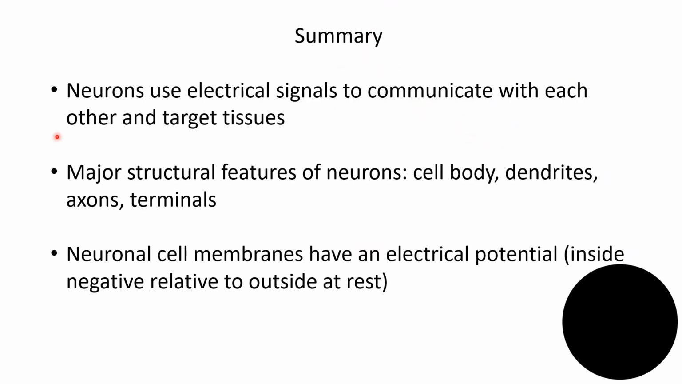So just to summarize, neurons use electrical signals to communicate with each other and other target tissues. The major structural features of neurons that we discussed are the cell body, dendrites, axons, and axon terminals. And the neuronal cell membranes have an electrical potential where the inside is negative compared to the outside.